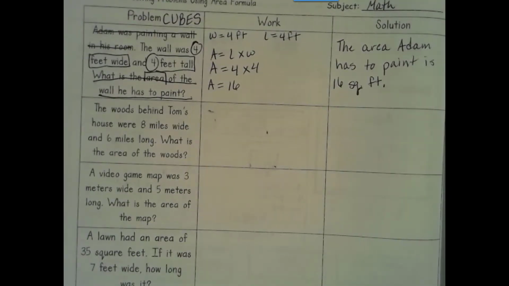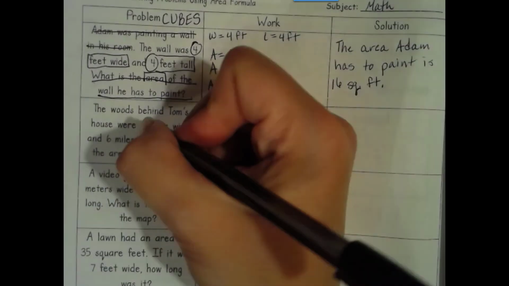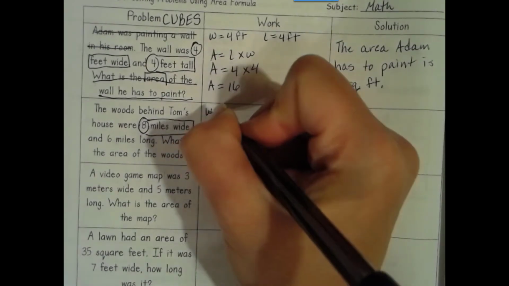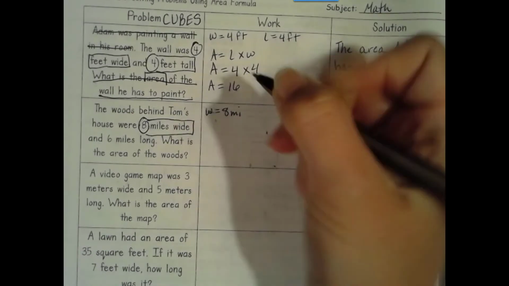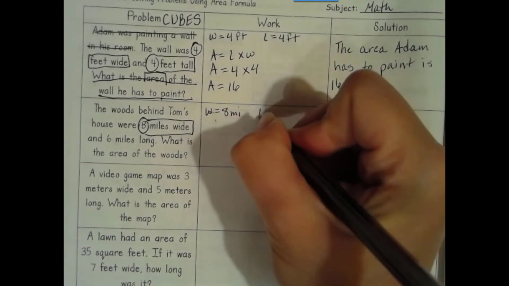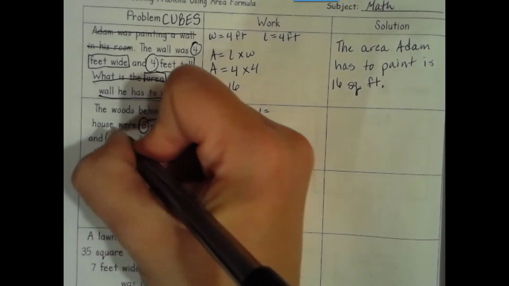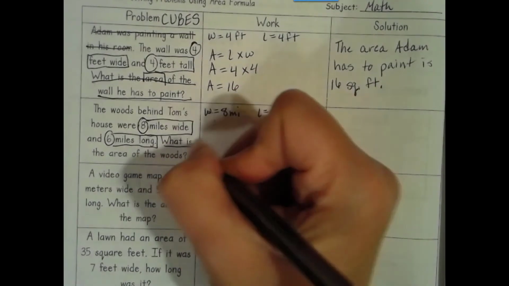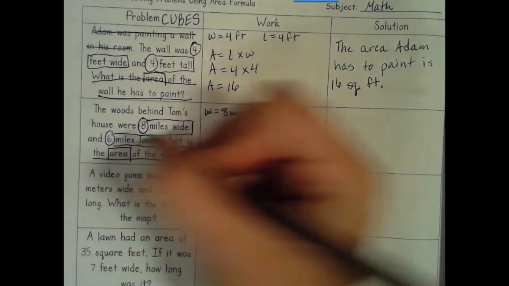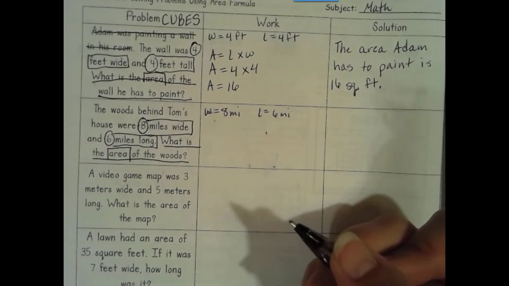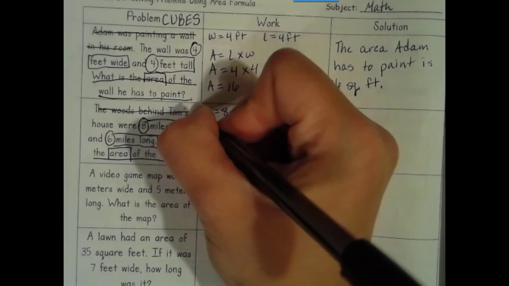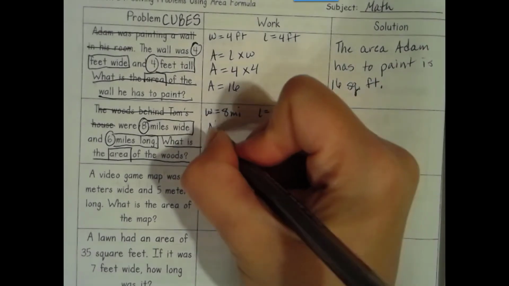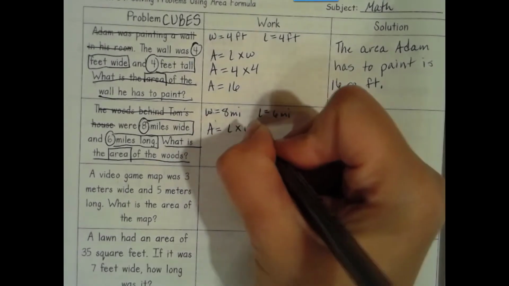Okay, our next one. The woods behind Tom's house are 8 miles wide. So our width is 8 miles. Okay. And 6 miles long. So our length is 6 miles. What is the area of the woods? Now, it really doesn't matter that they're behind Tom's house. That's just extra information.